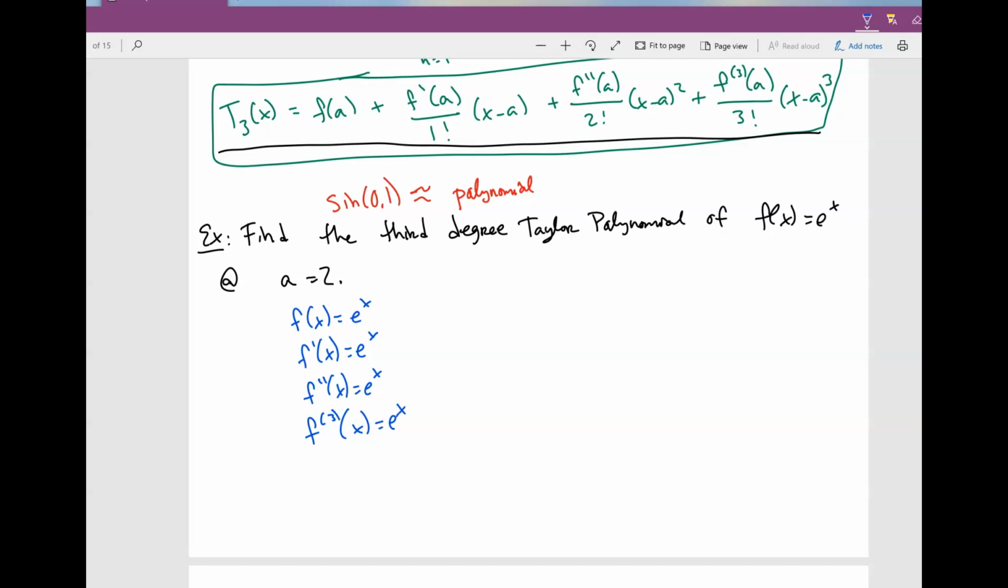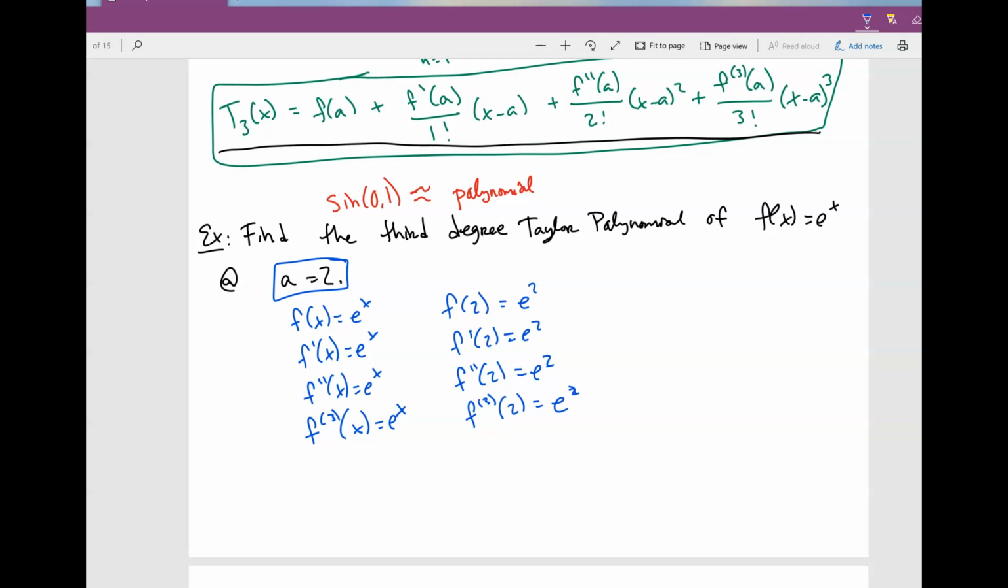And now what I'm going to do is plug in this value of a. So a in this case is equal to 2. So I'm going to plug in 2 here. e squared. And lucky for us, all of these are just going to be e squared. They're not always going to happen like this, but with exponentials you will get something that is really nice.